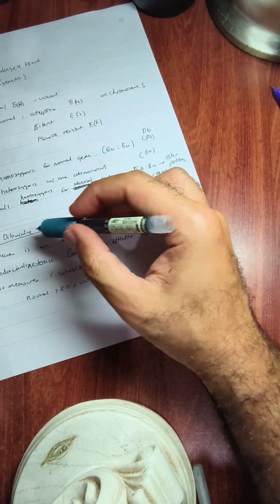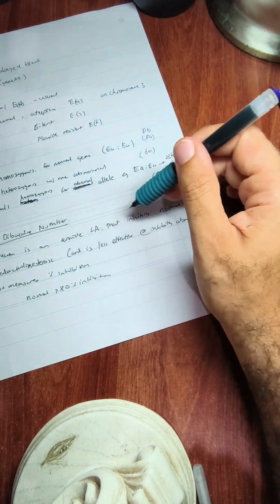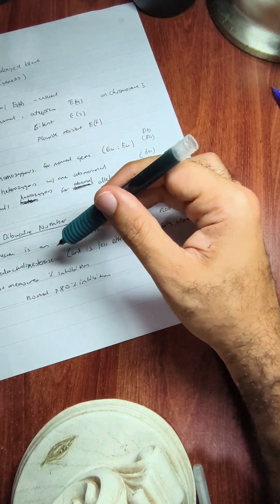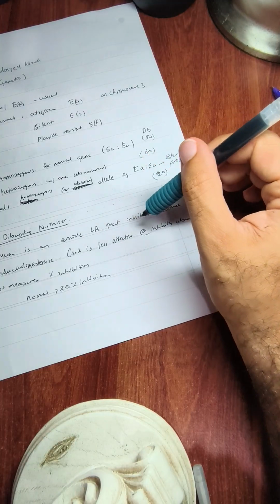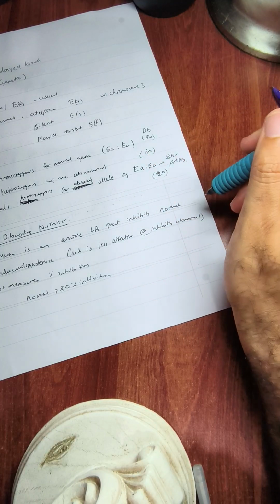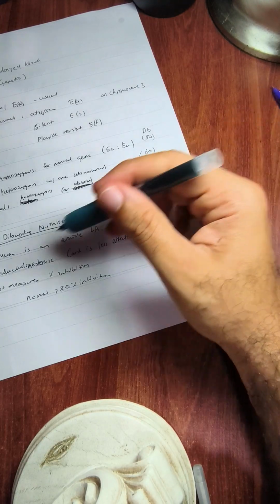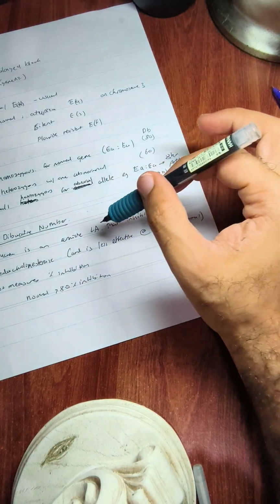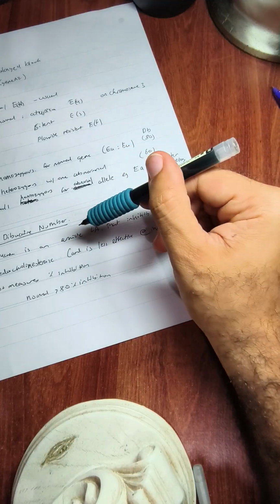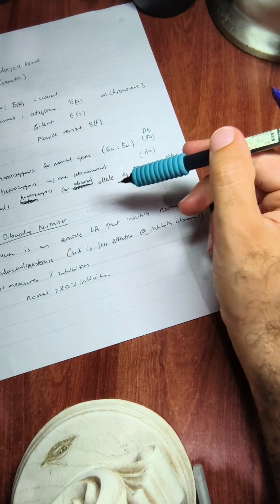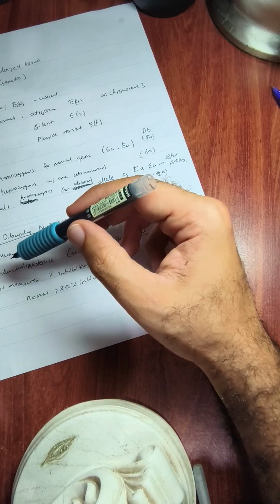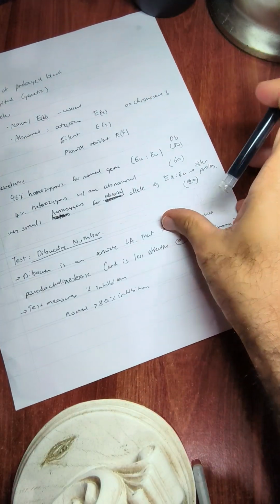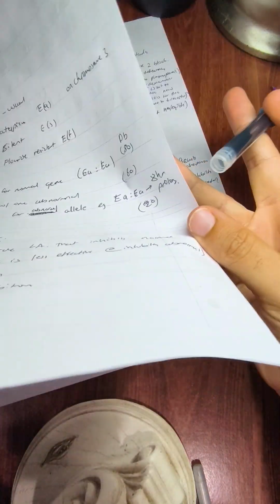So the dibucaine number. Dibucaine is an amide local anesthetic that inhibits normal pseudocholinesterase and is less effective at inhibiting the abnormal ones. The reason why is that amide local anesthetics are also metabolized by pseudocholinesterase. The test measures the percent of inhibition. Greater than normal is 80% inhibition.